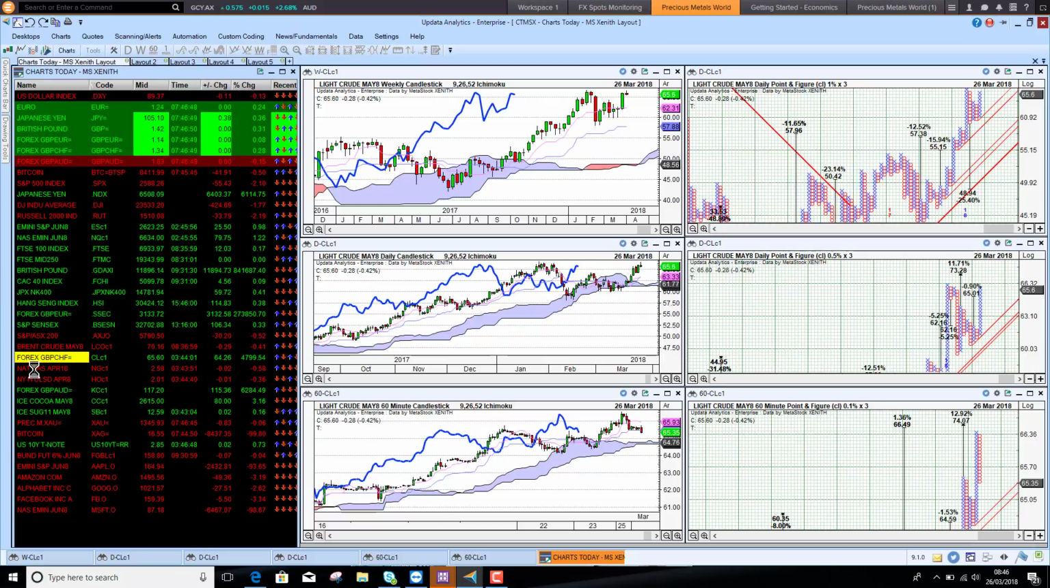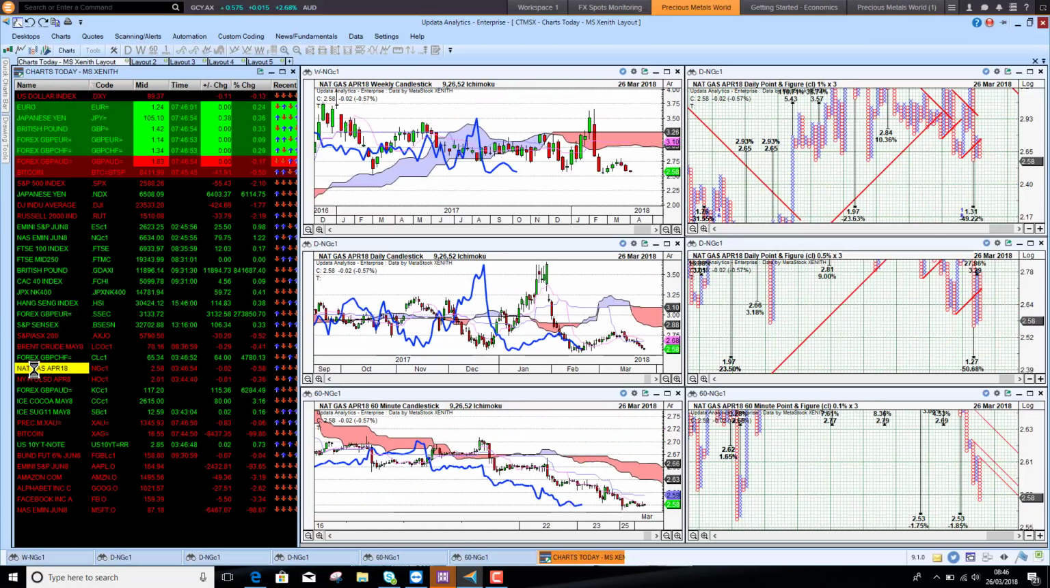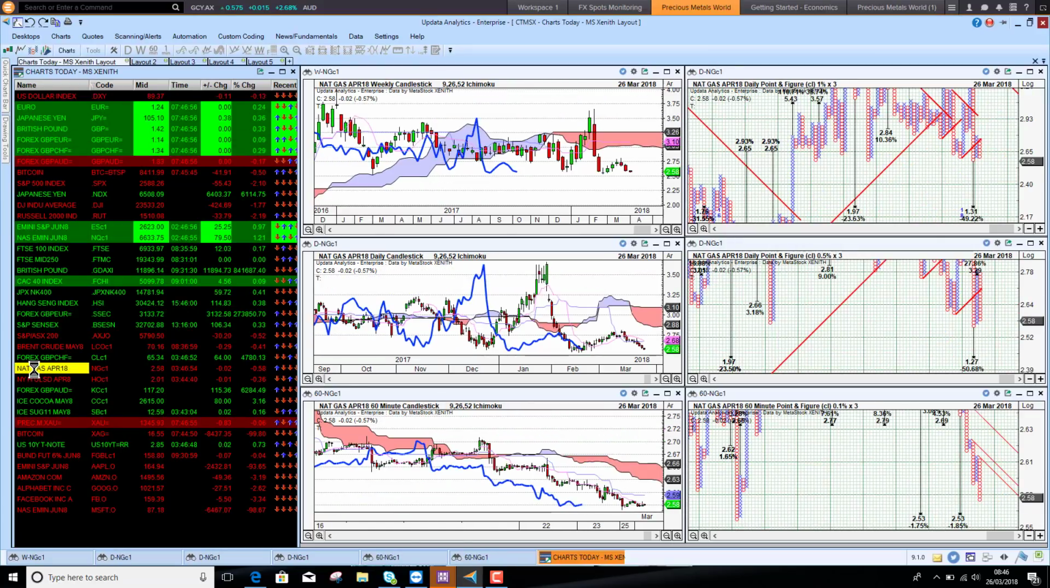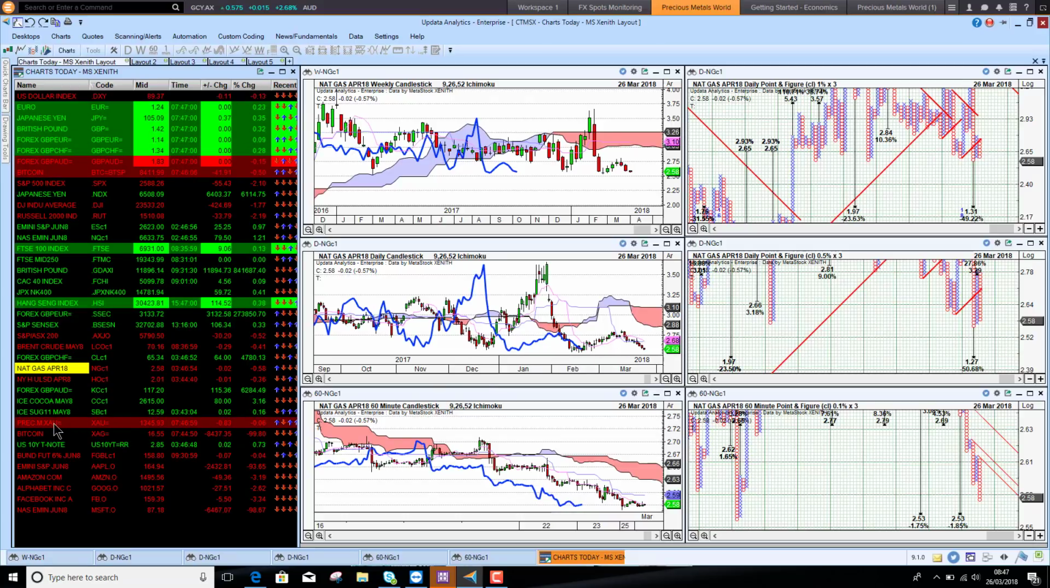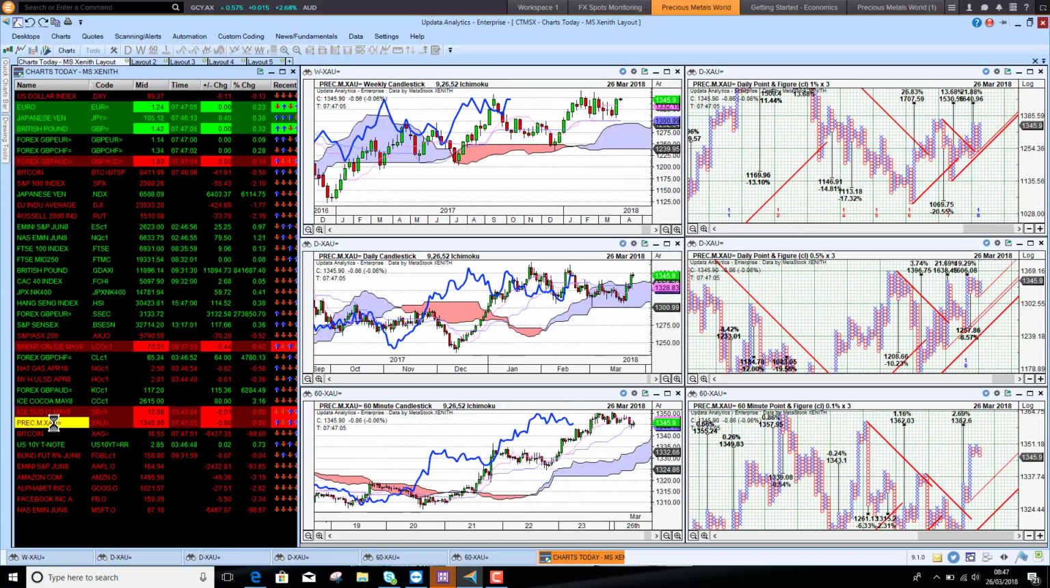US natural gas is below the $2.60 level, at $2.58. So it looks like it's coming back to test these February lows. Nothing nearly as positive as the oil price chart.